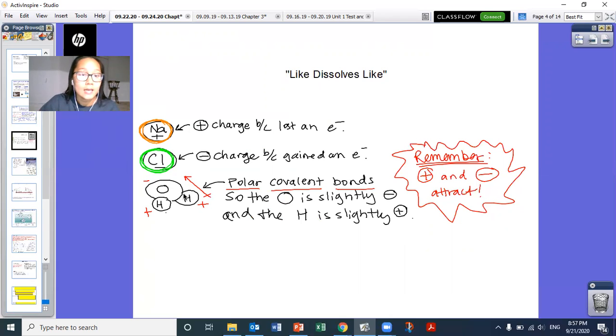And on the other hand, if you have like 5 or 6 water molecules stuck on the Cl with the H's touching the Cl because the positive was attracted to this negative, then there's no room for the Na to bond to the Cl. And therefore the Na and the Cl are broken apart because there's water molecules surrounding them and separating them from each other. And that can only happen because water is polar covalent and because NaCl or salt is ionic. And again, like dissolves like, they both have charges.